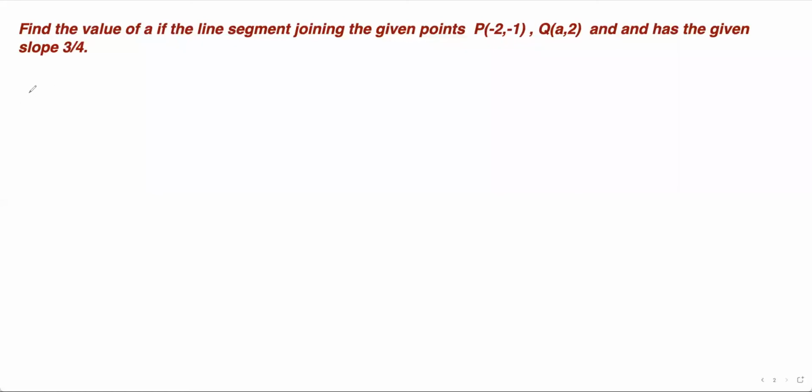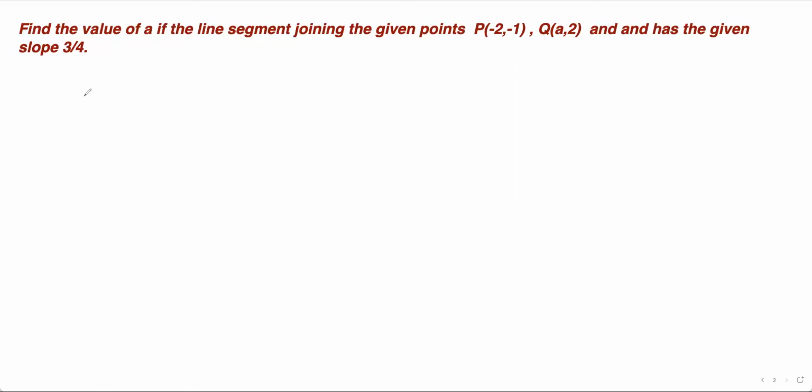So here's another question. This question involves slope. So find the value of A of the line segment joining the given points -2 and -1, and that's P, and point Q is A and 2, and has the given slope 3/4. So again, this is an indirect question. Usually they give us the 2 points P and Q, and they ask us to find the slope. But here they're giving us the point P, but for Q, they only give me the y coordinate, they don't give me the x coordinate, but they're giving me the slope, and they want me to find A.